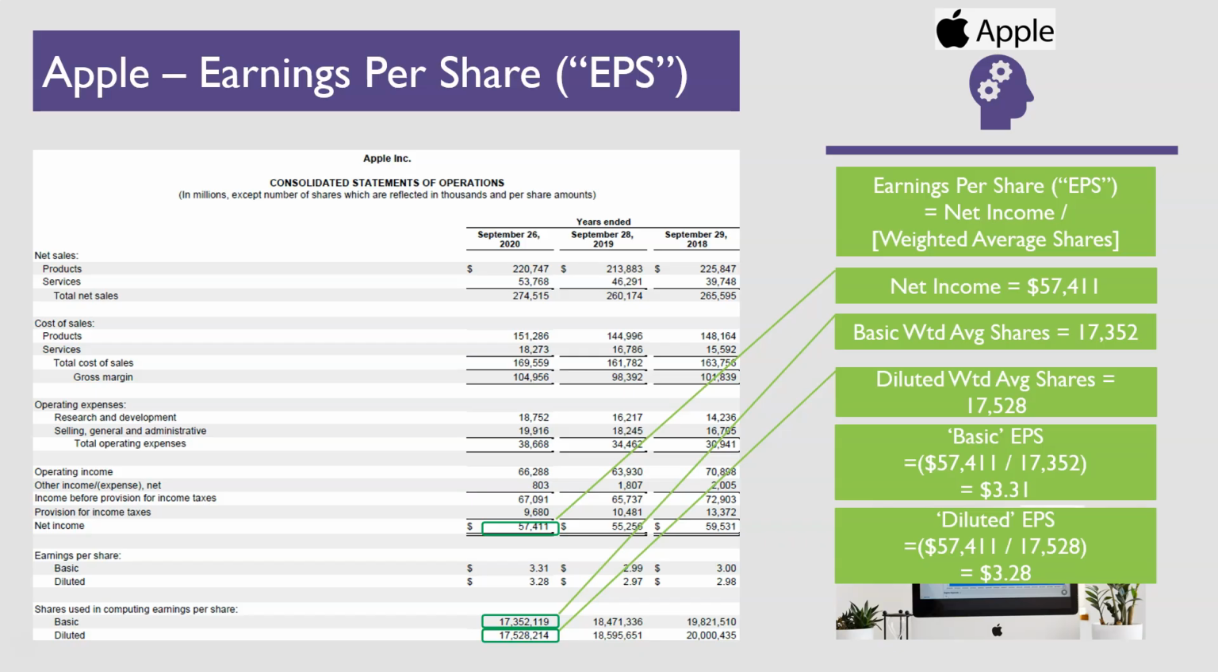So what does this mean? It means that Apple generates around $3.28 of diluted earnings for each common share that's in the market.